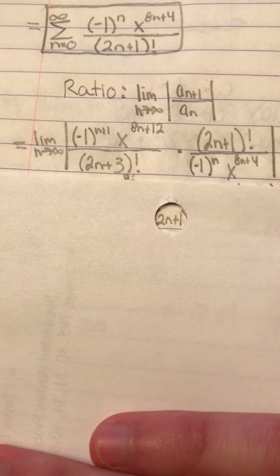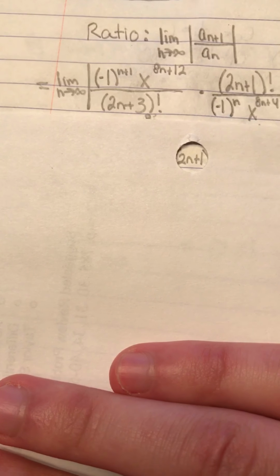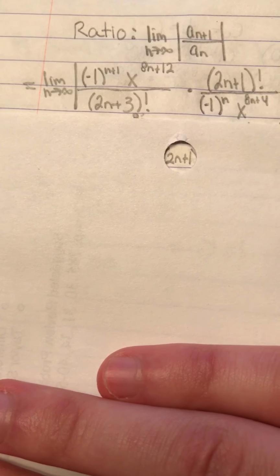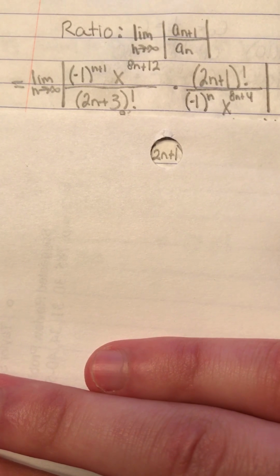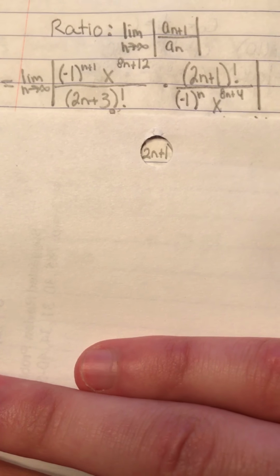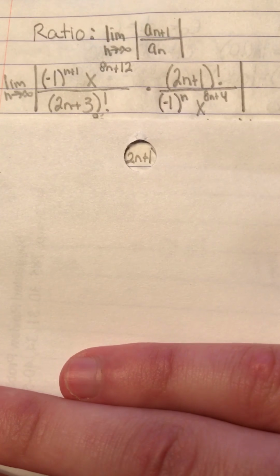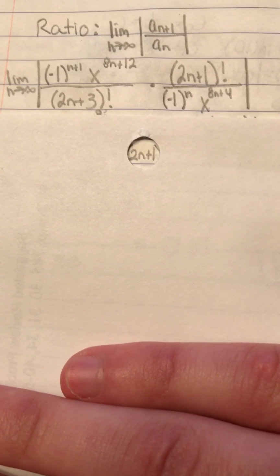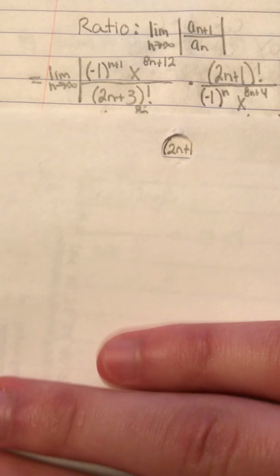x to the 8n plus 12, after you distribute the 8 and add the 4 to it, over 2n plus 3 factorial, times 2n plus 1 factorial over negative 1 to the power of n, times x to the 8n plus 4.